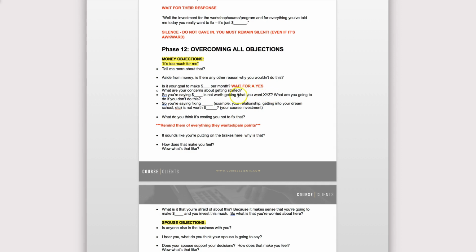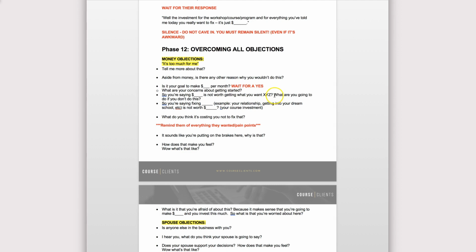Man, think of probably all the alcohol you've spent drowning your sorrows to get over her. This isn't worth it? Now, you're never being condescending, you're never being rude, obviously, but I want to emphasize that. You're always coming from a place of compassion and curiosity. Curiosity is amazing. So it's very much like, so you're saying 5,000 is not worth getting over this breakup? So you're saying 5K is not worth getting you into your dream school? Well, yeah. So what are you going to do if you don't do this?